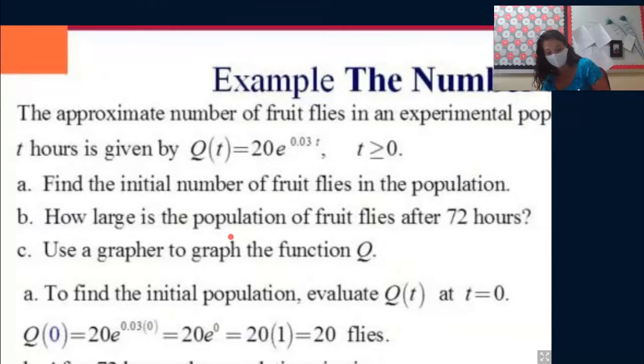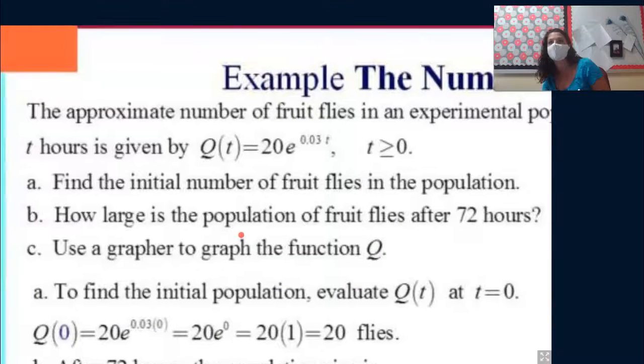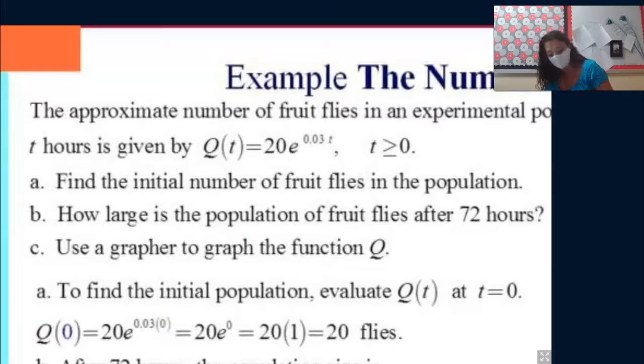So part A says, tell me what that 20 represents. At time t equals 0, you plug that in, you simplify, you get e to the 0, which is always 1. E to the 0, or anything to the 0, is 1. So we get that the initial population is 20 flies.